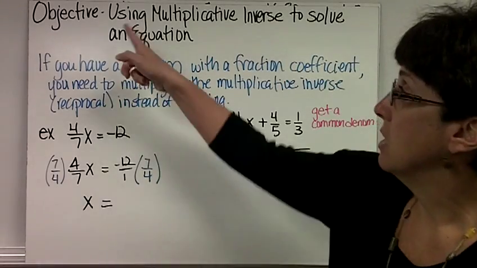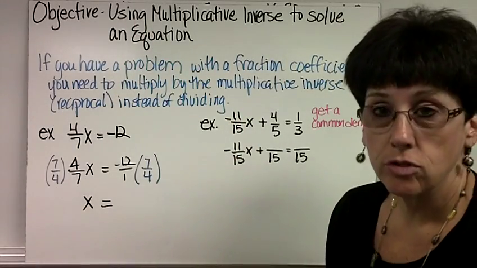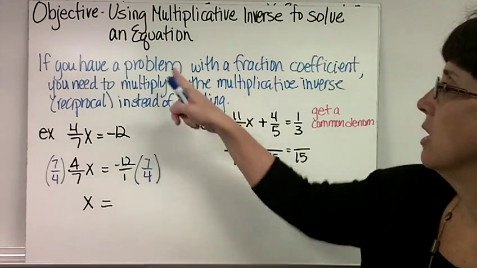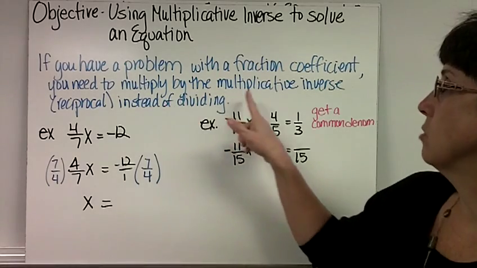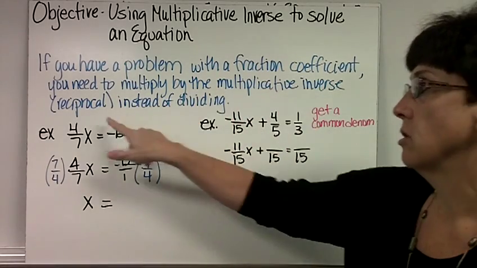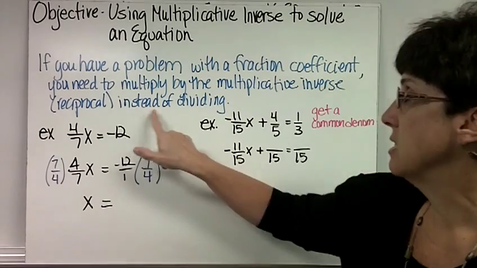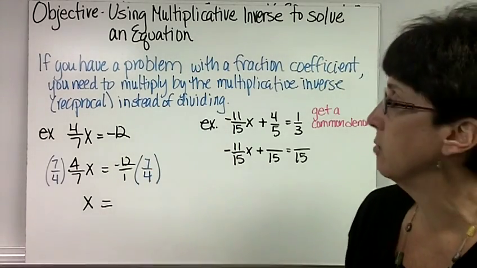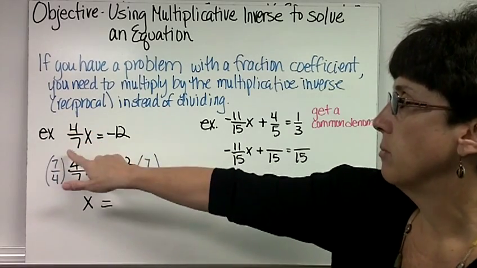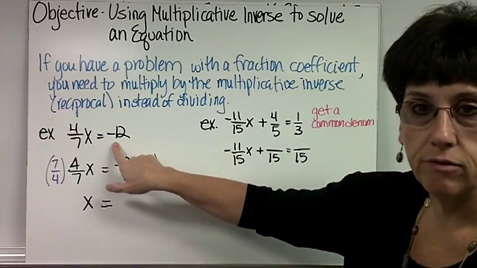Today's objective is using the multiplicative inverse to solve an equation. If you have a problem with a fraction coefficient, you need to multiply by the multiplicative inverse, which is the reciprocal, instead of dividing. So let's do some examples so you know what we're talking about. So here's our problem. 4 sevenths x equals negative 12.